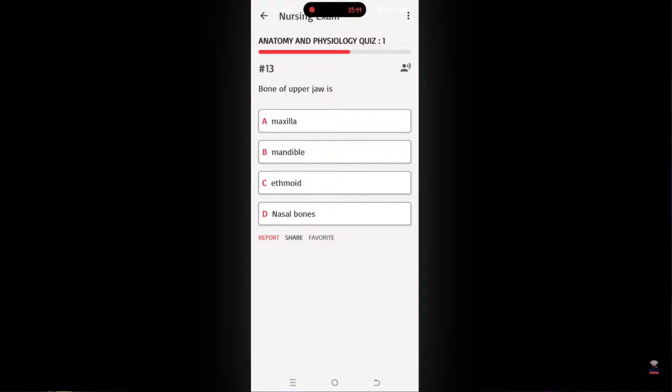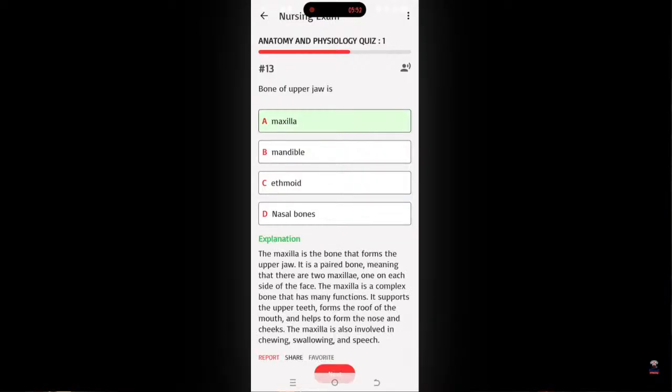Bone of upper jaw is A. Maxilla, B. Mandible, C. Ethmoid, D. Nasal bones. Correct answer. The maxilla is the bone that forms the upper jaw. It is a paired bone, meaning that there are two maxillae, one on each side of the face. The maxilla is a complex bone that has many functions. It supports the upper teeth, forms the roof of the mouth, and helps to form the nose and cheeks. The maxilla is also involved in chewing, swallowing, and speech.